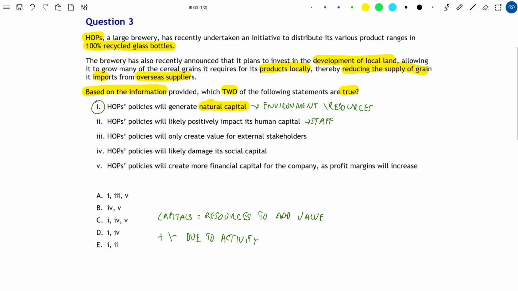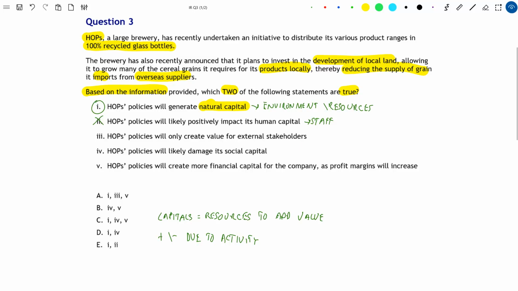We're not talking about a direct improvement to this particular capital as a result of these particular policies. So this lack of direct reference to human capital within the scenario means that answer option 2 is going to be incorrect. Answer option 3 states that Hobbes's policies will only create value for external stakeholders.